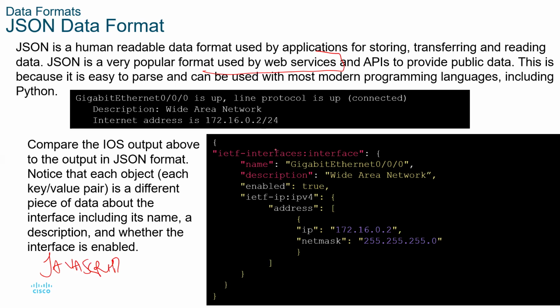All right, compare the iOS output above to the output in JSON format. So here we have, I think you are familiar with this. If I go and say, which show command is that one? GigabitEthernet description. That's probably show run. I can see that information from show run. All right. This is the show run information converted to JSON. How do you convert it to JSON?